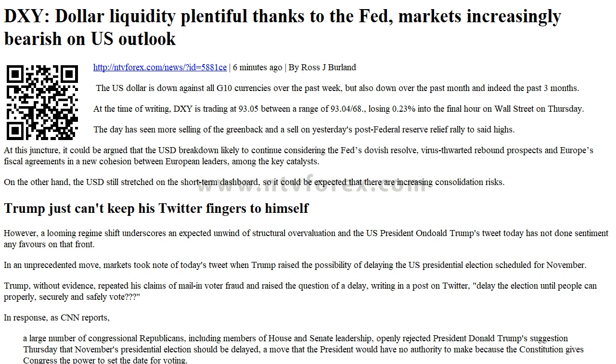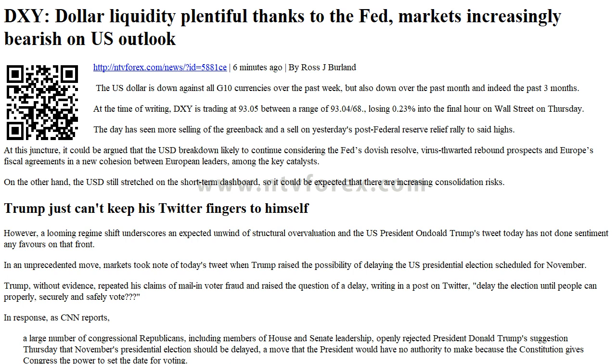www.ntvforex.com. DXY Dollar liquidity plentiful thanks to the Fed, markets increasingly bearish on US outlook. 6 minutes ago. By Ross J. Berland. The US dollar is down against all G10 currencies over the past week, but also down over the past month and indeed the past 3 months.